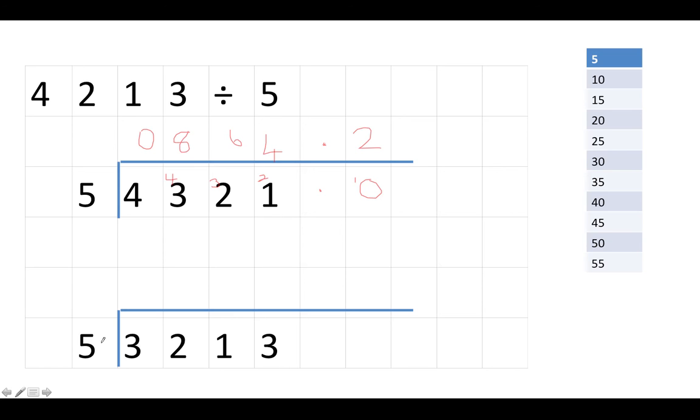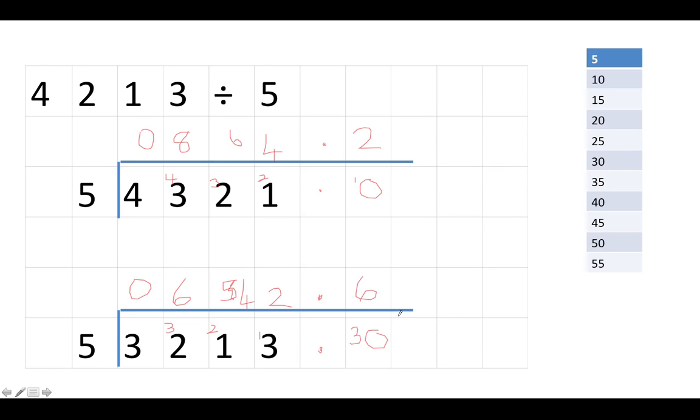Okay, you ready for the answer? 3 divided by 5 is none, and move it along. 32 divided by 5, the highest I can go is 30, so it's 6, remainder 2. 21 divided by 5, the highest I can go is 20, so it's 5, remainder, no it isn't, it's 4, remainder 1. And how many 5s in 13? The highest I can go is 10, so it's 2, and I've got a remainder of 3, so decimal point 0, 3. How many 5s in 30?